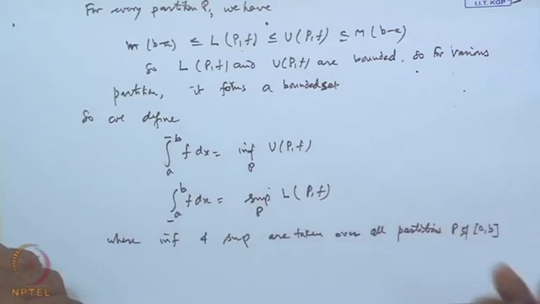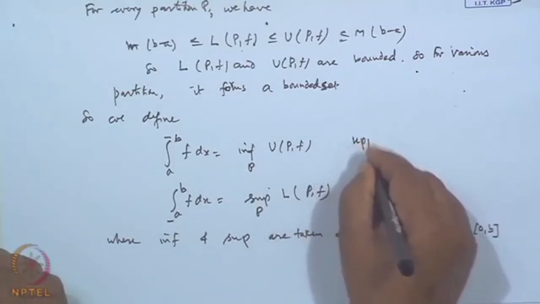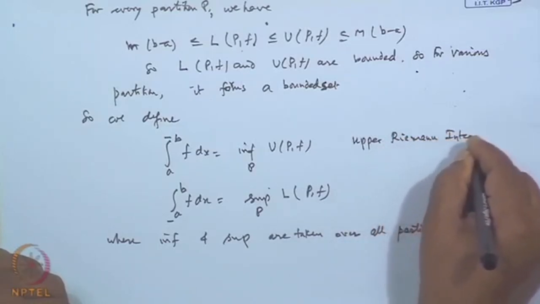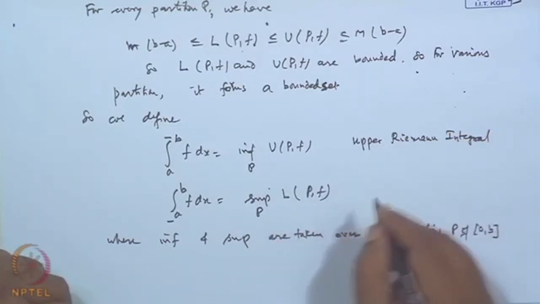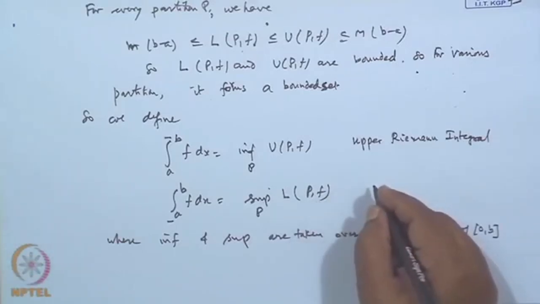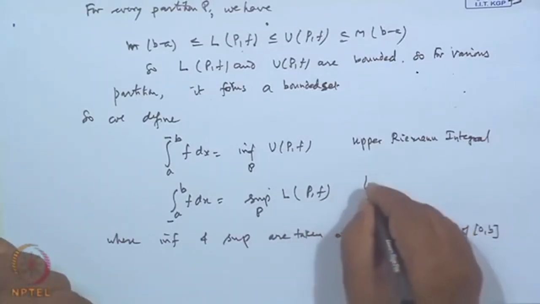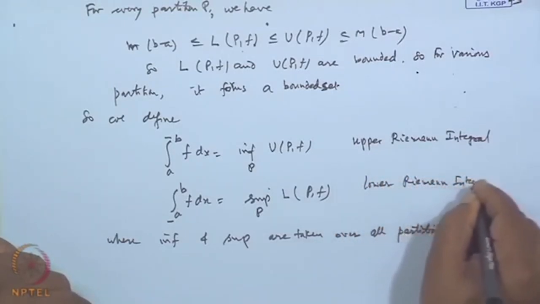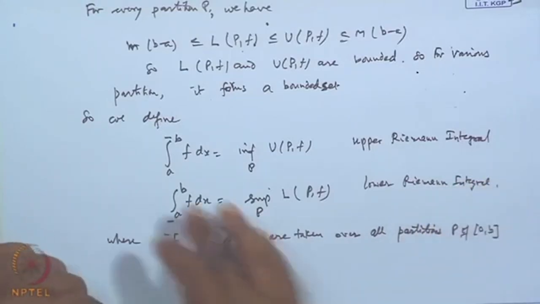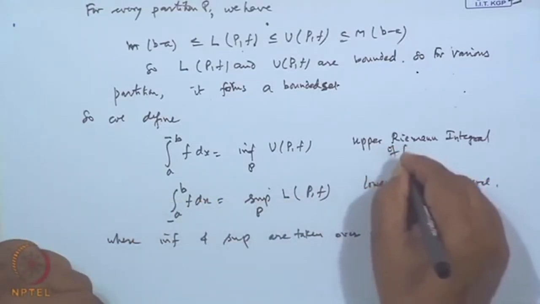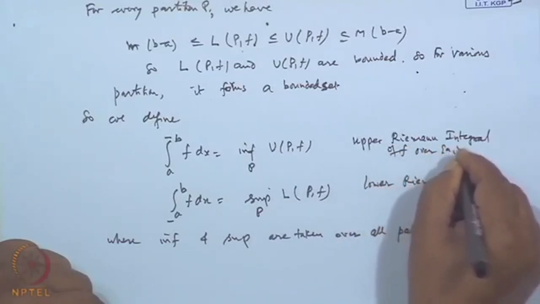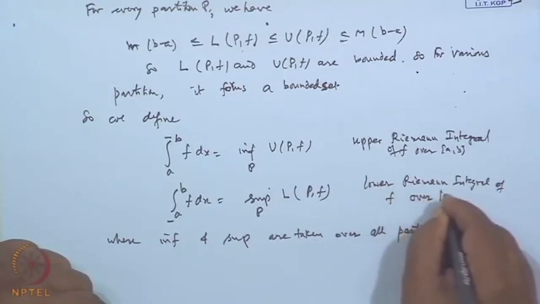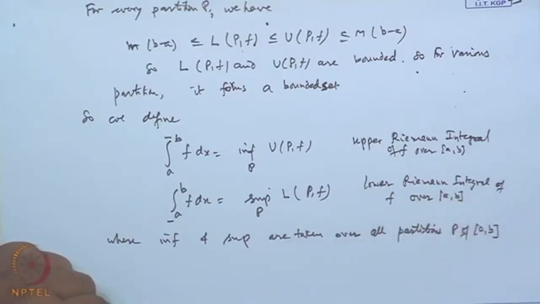This is called the upper Riemann integral, and this one is called the lower Riemann integral. So, we get the lower Riemann integral of f over the interval [a, b]. This is the upper Riemann integral and the lower Riemann integral.